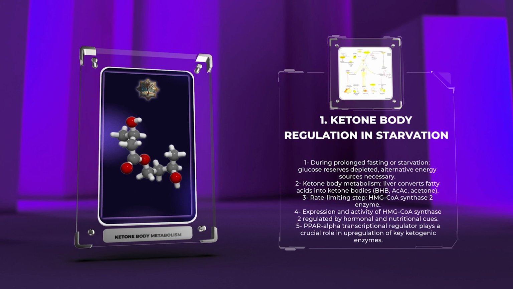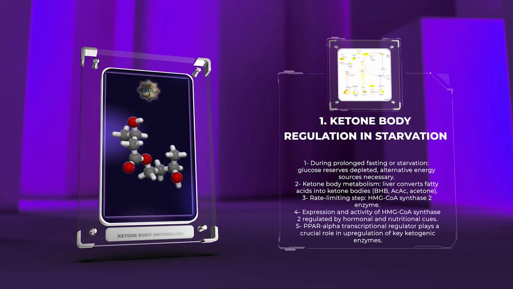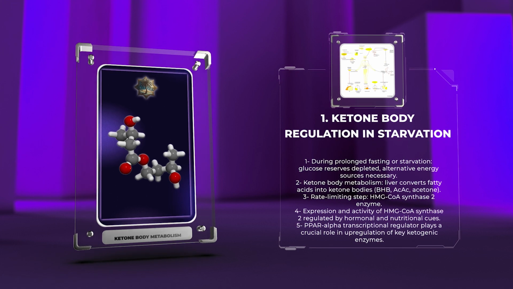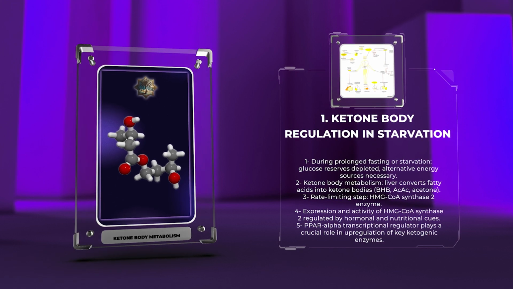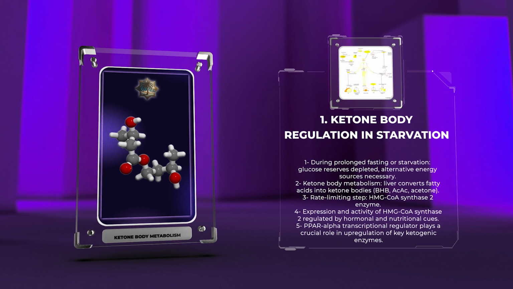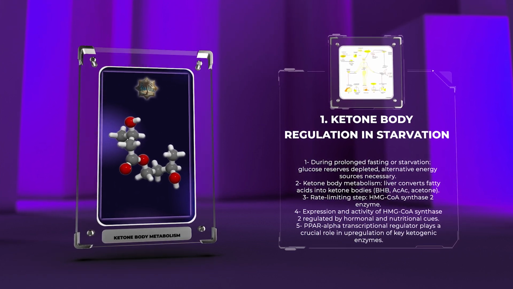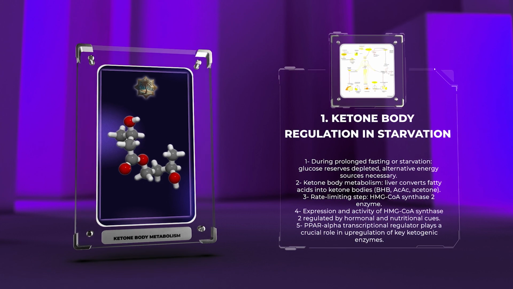Its expression and activity are tightly regulated by hormonal and nutritional cues, including glucagon, insulin, and free fatty acid levels. Additionally, the transcriptional regulator PPAR-alpha plays a crucial role in the upregulation of key ketogenic enzymes, such as fatty acid beta oxidation enzymes and ketone body metabolizing enzymes.